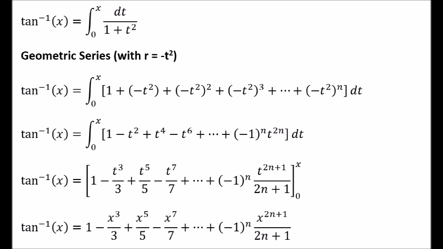Those were numbers, but we can plug in variables to the same expression, as we did in the previous lesson. Here's a reminder of that. R is equal to negative t squared. Plug that into the geometric series, simplify, integrate term by term, evaluate at t equals x and t equals 0. That leaves us with this series expansion in the last line.